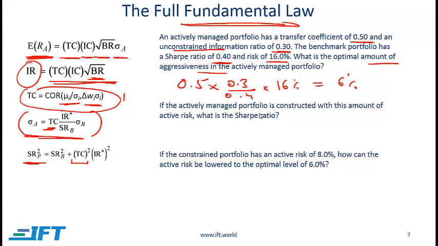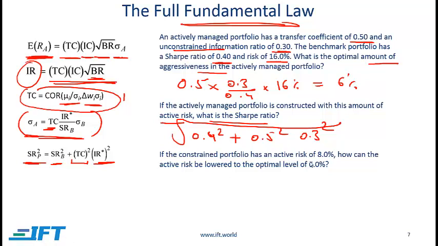If the actively managed portfolio is constructed with this amount of active risk, what is the Sharpe ratio? So now we can use this expression. We have the Sharpe ratio of the benchmark squared, which would be 0.4 squared, plus the transfer coefficient squared, that is 0.5 squared, times the information ratio squared, which is 0.3 squared. So if we do this calculation, we will come up with the Sharpe ratio of the portfolio squared, and then we can take the square root.